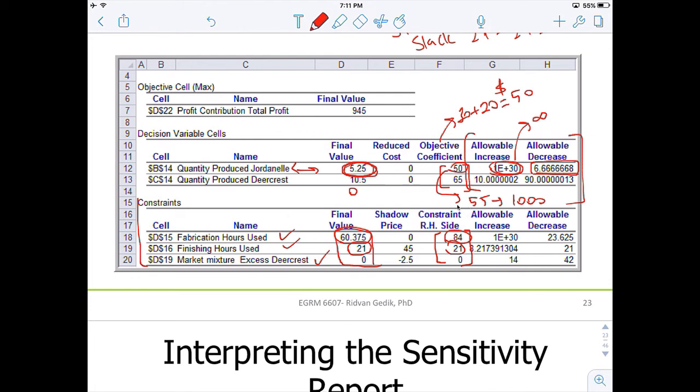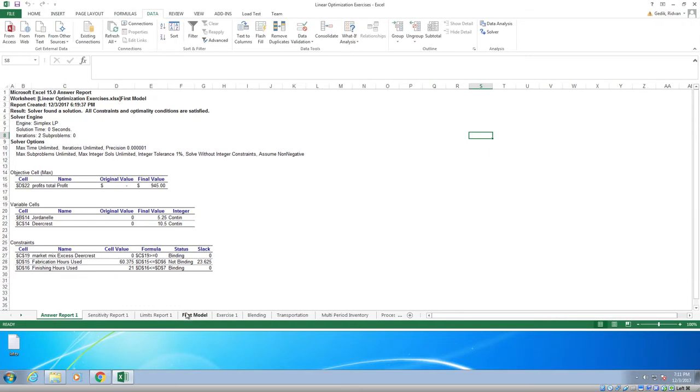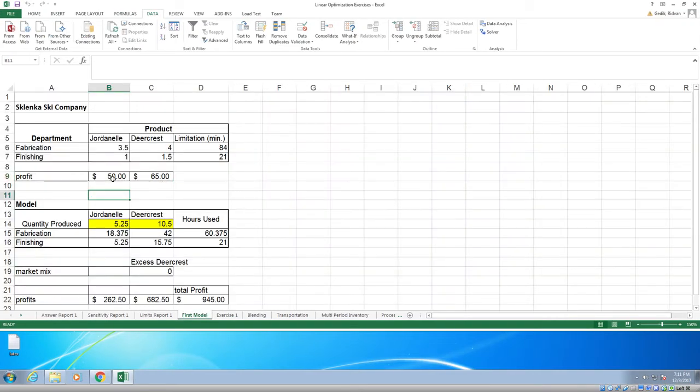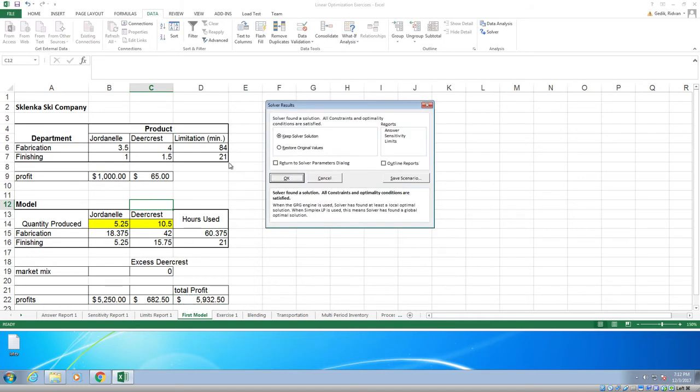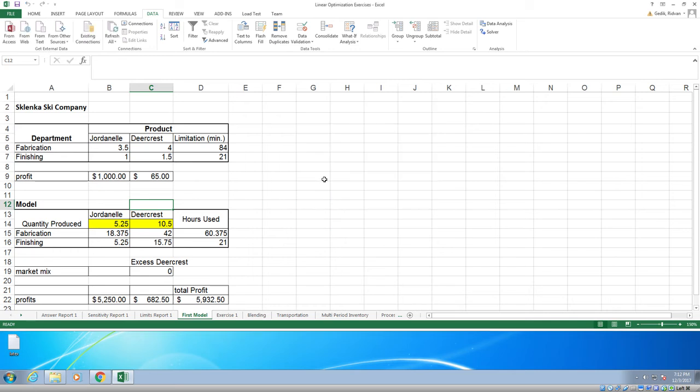If you would like to give it a try, you just need to go back and then go to your model. So here for 50, you make it 1000. And you just resolve the problem, right? Solve, where you don't change anything, just click resolve. As you can see, these values 5.25 and 10.5, those have not changed at all. Okay, I'm not going to keep the solution. I will just leave it as it is, and I will make this profit 50.